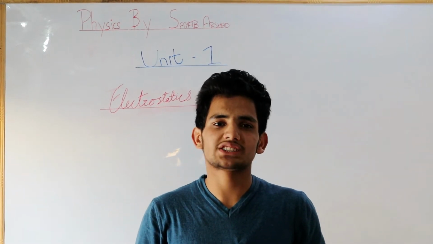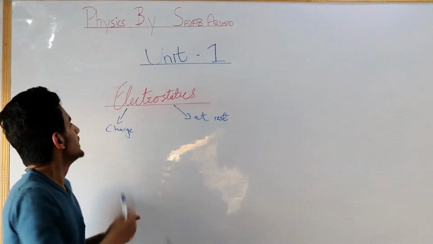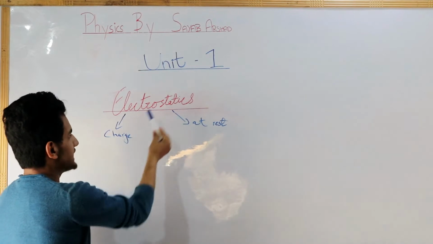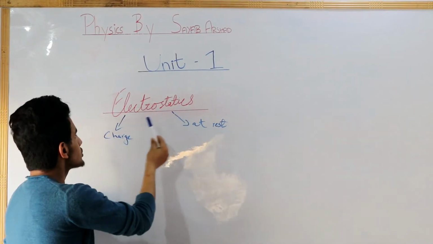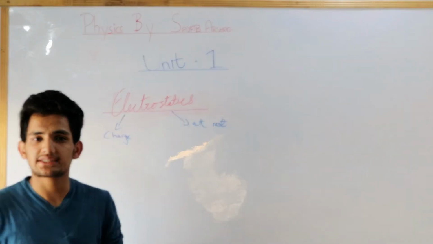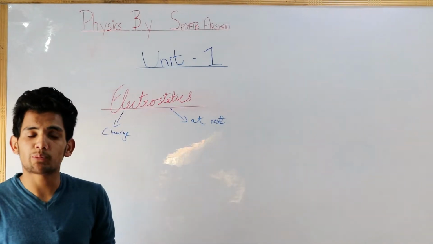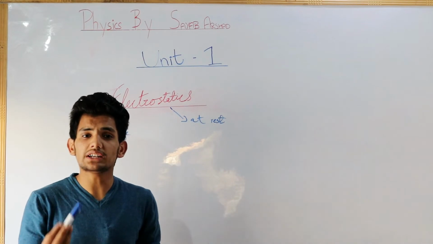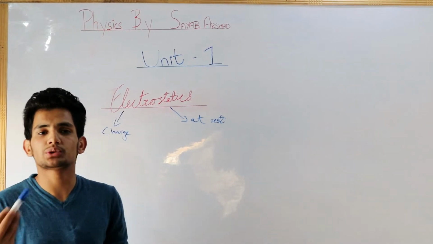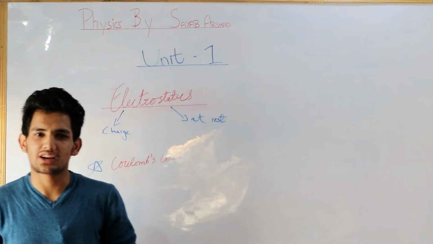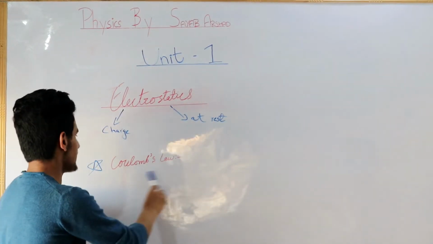So let's start our first chapter, electrostatics. Electro means charge and statics means at rest. So the definition of electrostatics is that the charge is at rest. In this chapter we will study two types of electrostatic forces. Number 1 is the force of attraction and number 2 is the force of repulsion. We will study these forces in the light of Coulomb's law.